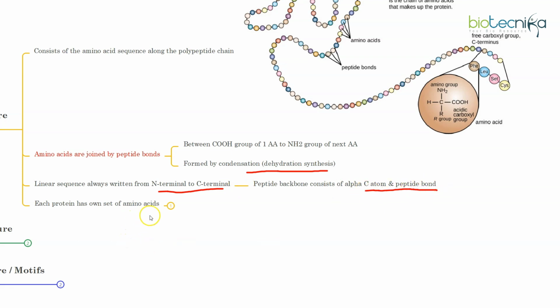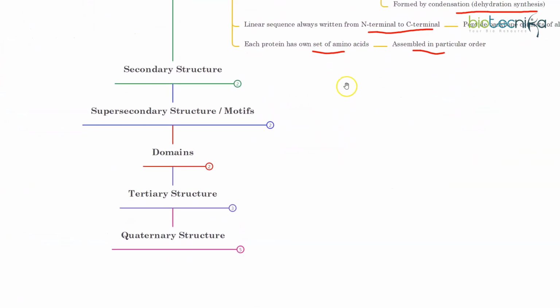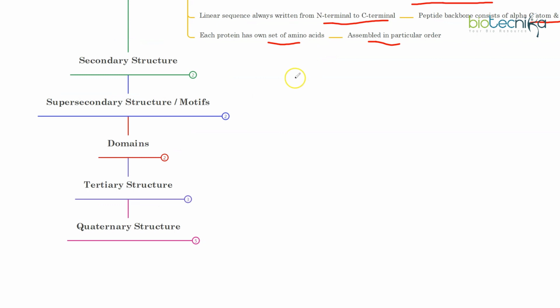Each protein has its own set of amino acids. They are assembled in a particular order, and depending on the sequence, what type of amino acids are there, in what order they are present, and in what composition, that will decide what secondary structures the protein is going to form. Okay. Now moving on to the next part, which is secondary structures.